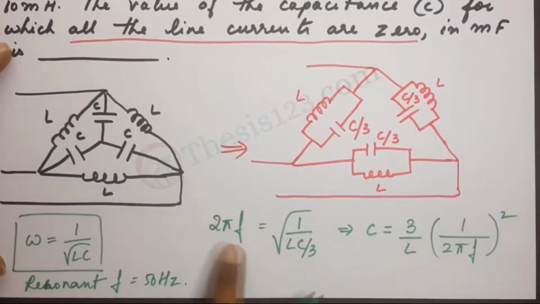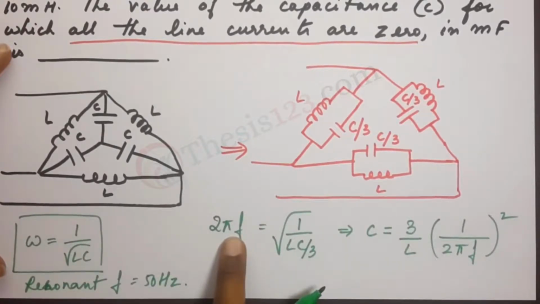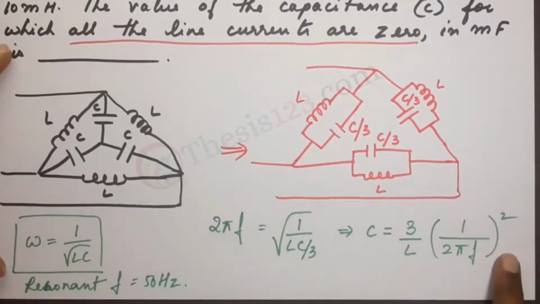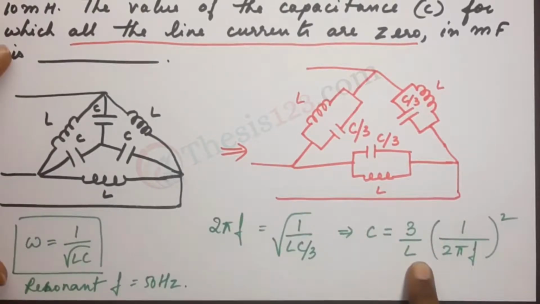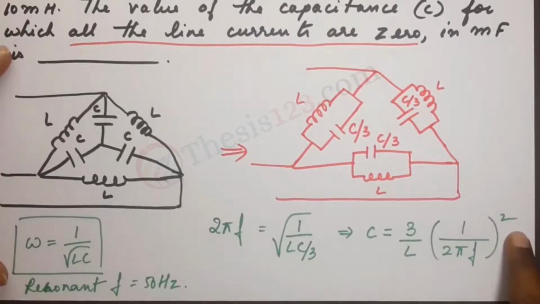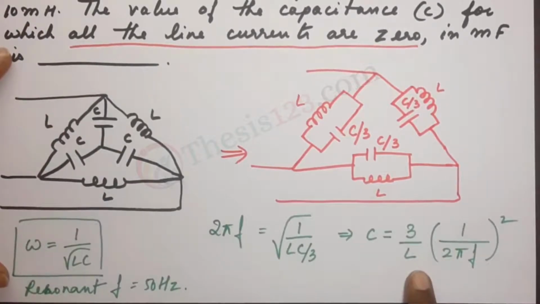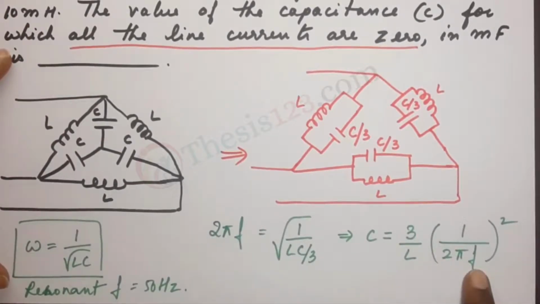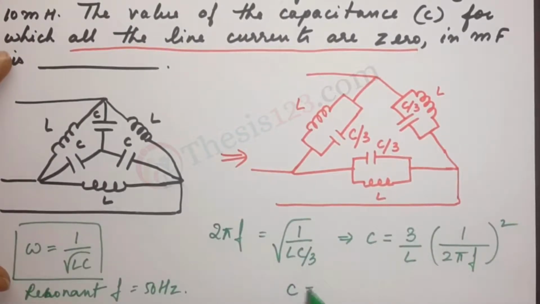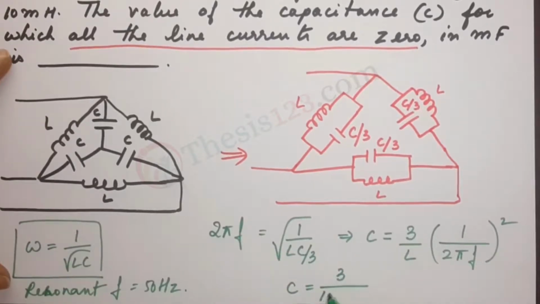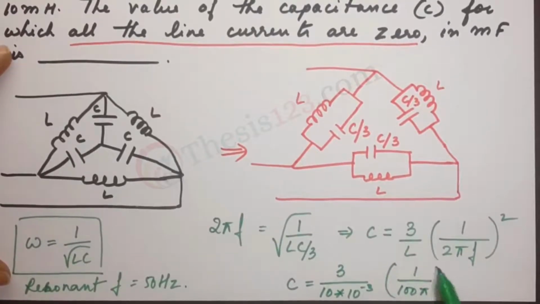Let's just check. If we cross multiply, you will get the root LC by 3 here and 1 by 2 pi f and then squaring on both sides. Yes, this is it. So C is equal to 3 by L into 1 by 2 pi f whole square. So we have the value of L given to us. L is 10 millihenry. So that's 10 into 10 power minus 3. F is 50. So that becomes 100 pi whole square. So C is equal to 3 divided by 10 into 10 power minus 3, 1 by 100 pi square.